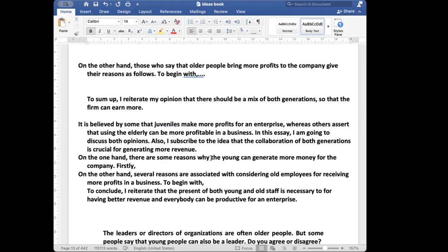No, why some people say, Nafisa, you've not handled it like a discuss essay, you're handling it like an opinion essay. This is not your opinion. You are writing it as if it's your opinion. Okay? There are many reasons why some people say that young people can generate more money for the company. On the other hand, those who say that older employees can bring more profits give their reasons as follows. Okay? You have not followed the format nicely.